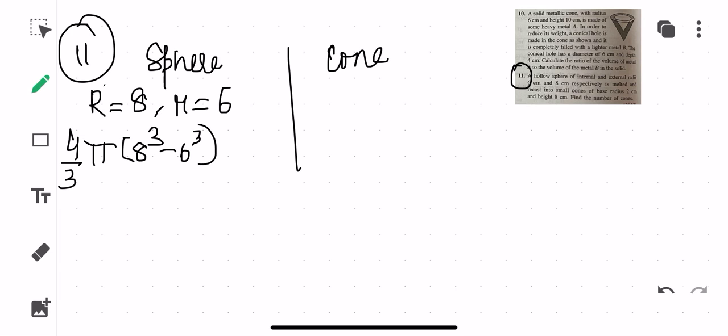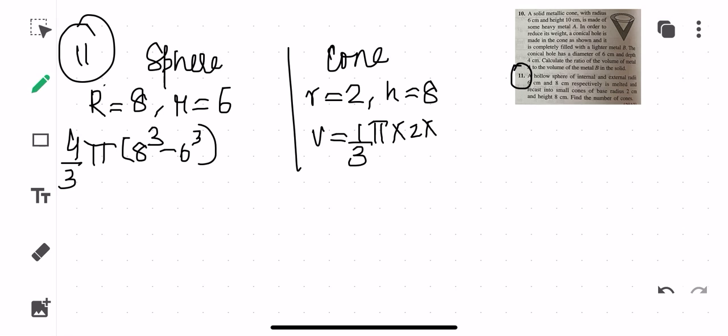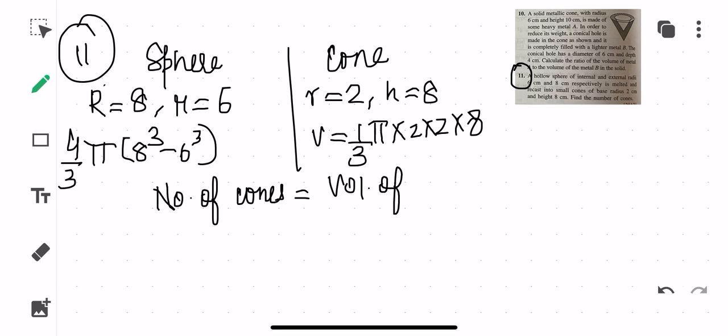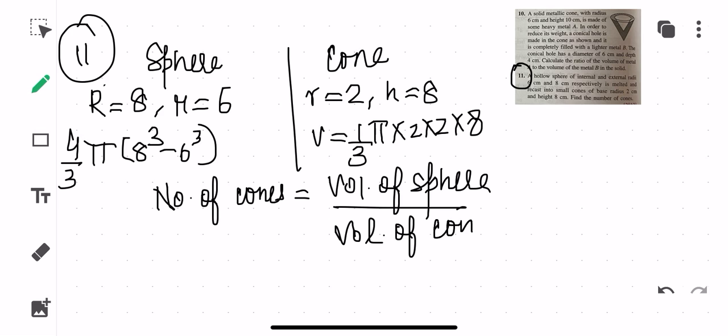Here for cone, what they have given, children, base radius 2 and height this. So radius has been given as 2, height has been given as 8. So volume will be equal to 1 upon 3 pi into 2 into 2 into 8. Okay, so what you will be writing now, number of cones, the formula will be equal to the volume of sphere divided by volume of cone. You just divide and then you can easily get the answer. So this is the way you will be doing this sum. So this is also will be your homework.